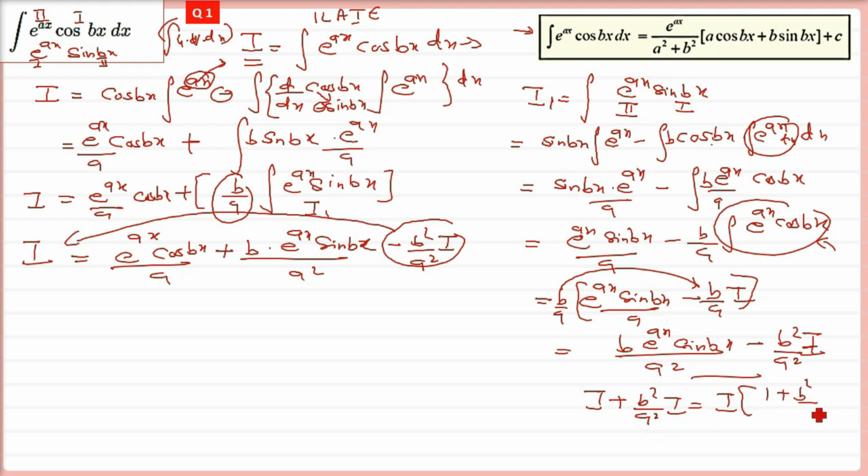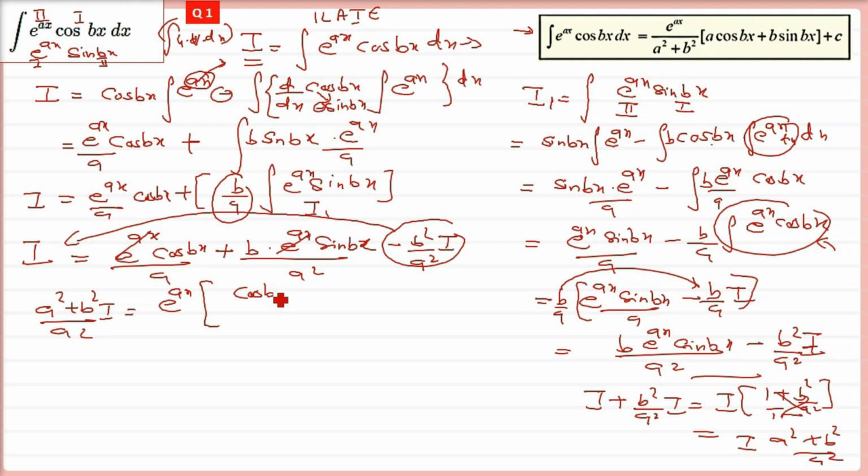I 1 plus b square by a square if you take I common. So this will be a square plus b square by a square into I. So left hand side will be now a square plus b square by a square into I. And on the right hand side, e raise ax, let's take common. What will remain inside? Cos bx plus b sin bx. Here it will be a and here it will be a square.